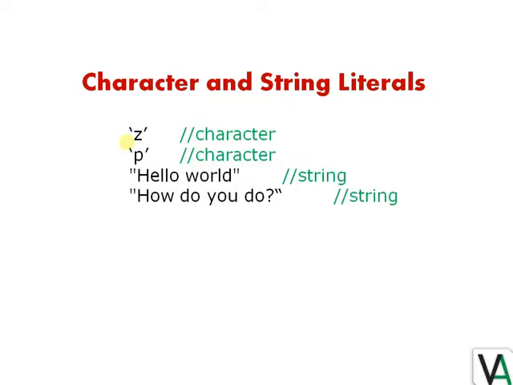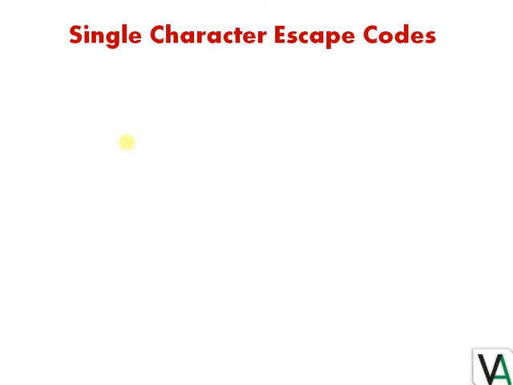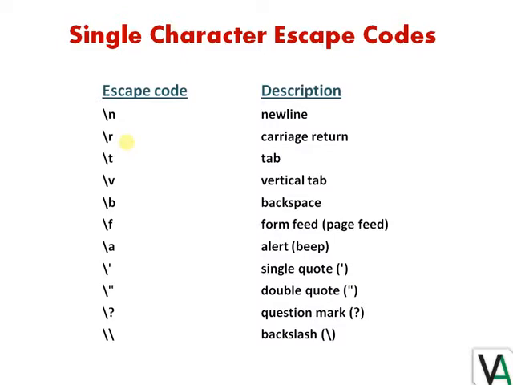Okay, there are certain characters in C++ preceded by a backslash, and they have some special meaning to the compiler. They are the escape codes and we use them in cout statements, and these codes are not printed; only the effect we see on the output screen. So these are the escape codes we have. \n is used for new line, \r is used for carriage return, \t is for giving a tab in the output screen, \v for vertical tab, \b for backspace, form feed, alert, single quote, double quote, question mark and backslash.